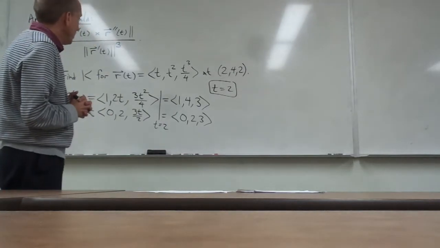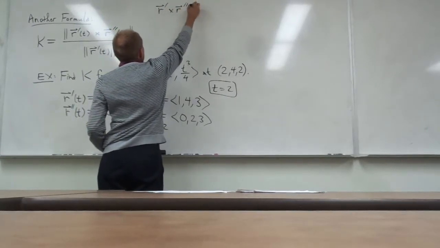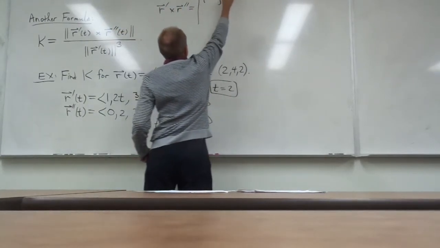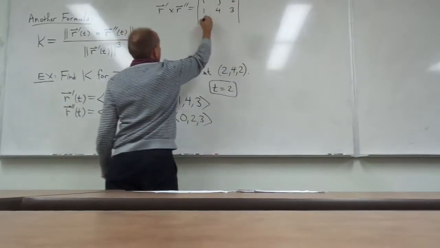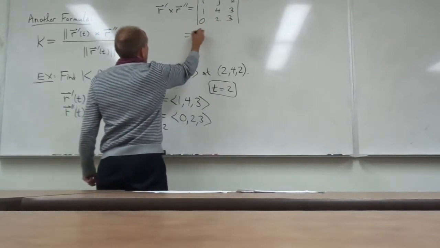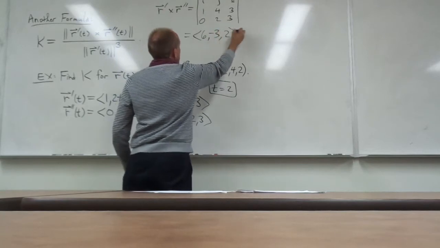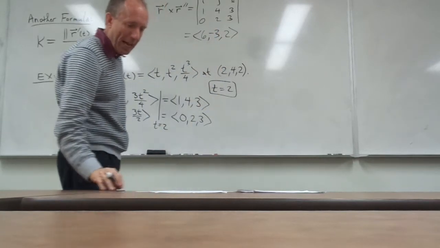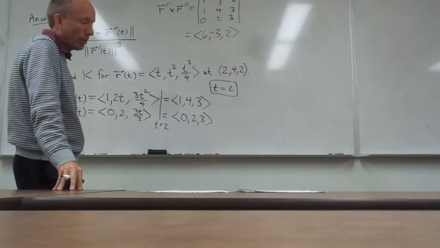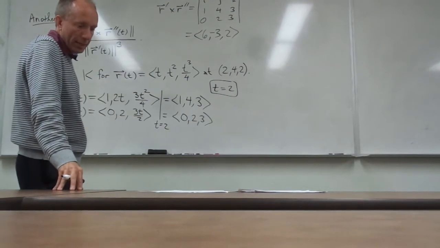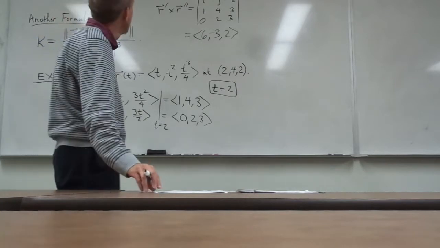Now I need to cross those together. So r prime cross r double prime. We have i, j, and k. I'm just going to put the first vector, 1, 4, 3, and the second vector, 0, 2, 3. And I start working this out. I get 12 minus 6, I get negative 3, and I get 2. I'm going kind of fast, but again, you certainly can pause me and stop if there are any questions as we're going along here. Okay, so that's the cross product vector. Is that what I got?